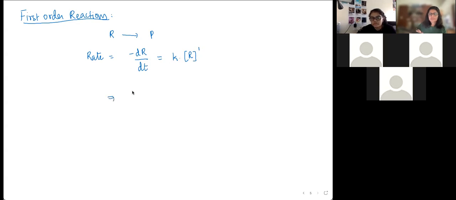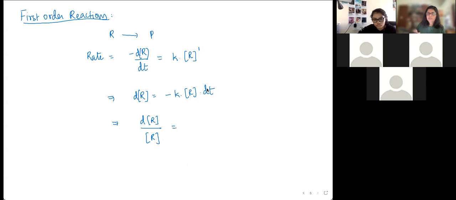Next step, rearrange this a little. We need to integrate it because that's what we are doing in this whole thing, finding the integrated rate equation. Before integrating, get all of the same variables on one side. This is the derivative of the concentration of R, so everything related to this variable, keep it on this side. So you get d[R]/[R], and everything related to time will be on this side: minus k into dt. Now it is ready for integration.